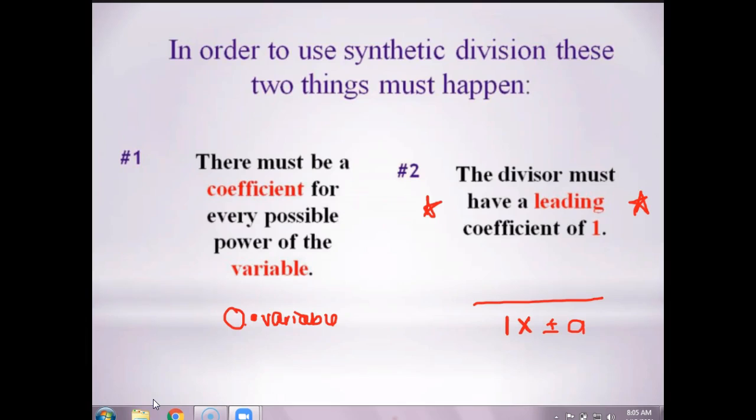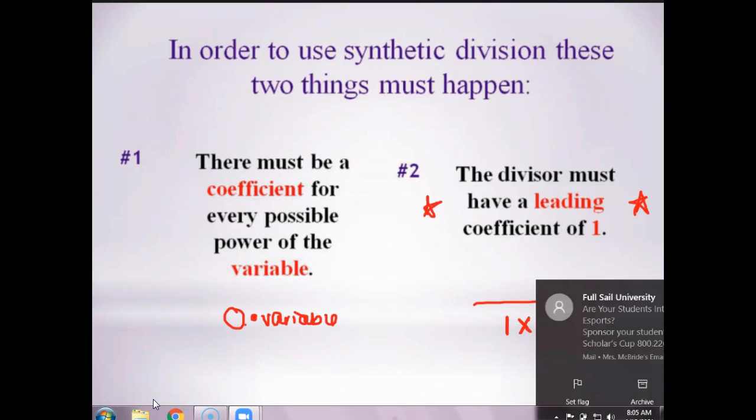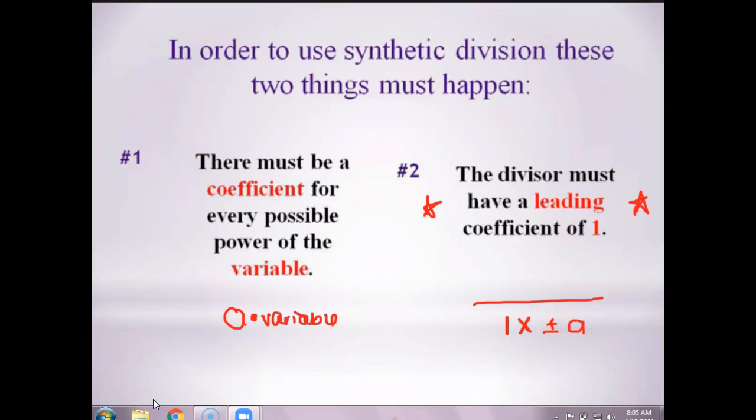So you could not do that first warm-up example we did, because that first warm-up example was 2x plus 5. Synthetic division would not work for a problem in which you divided by 2x plus 5, because the leading coefficient in that case was 2.